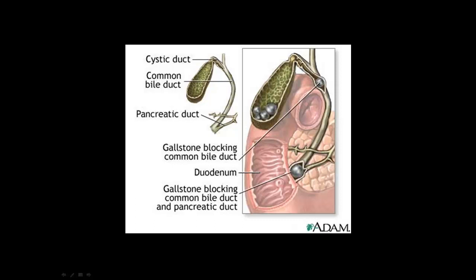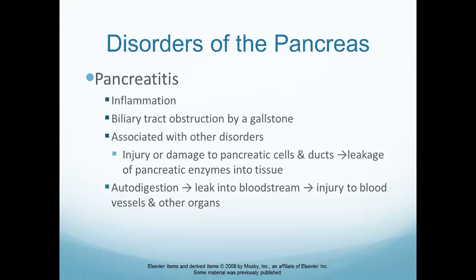So if we have a stone, as it's illustrating there, that's blocking the common bile duct and the pancreatic duct right before they enter into the duodenum, that patient is going to have a backup of pancreatic enzymes. So that is one of the common reasons why a patient may have pancreatitis. Another common reason is because of alcohol ingestion. And here's what happens with the ingestion of alcohol.